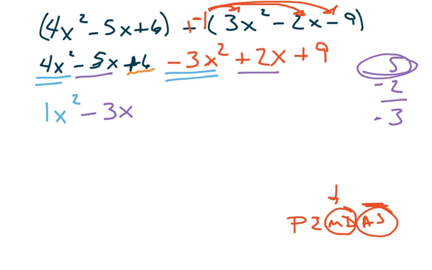And then we have a positive 6, and now it's a positive 9, which is going to make it a positive, so I need that plus sign to separate that term from the others, 15. And again, I don't have to have that 1 in front of the x squared. I could simply write this as x squared minus 3x plus 15.